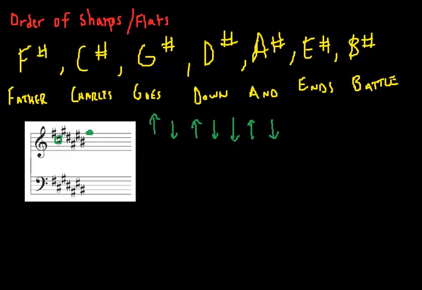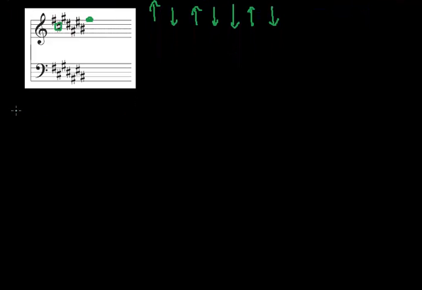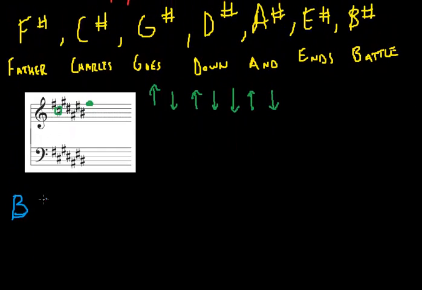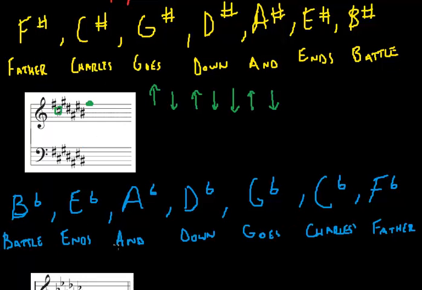Right, okay, and it's pretty much the same principle for flats. So this was sharps, right? So for flats, let's give some more space. So the order is just flip around the other order, and you'll see the comparison actually. So B flat, E flat, A flat, D flat, G flat, and F. Okay. So a mnemonic you could use for that would be "Battle ends and down goes Charles' father," right? So let me write that out. Right, "Battle ends and down goes Charles' father."